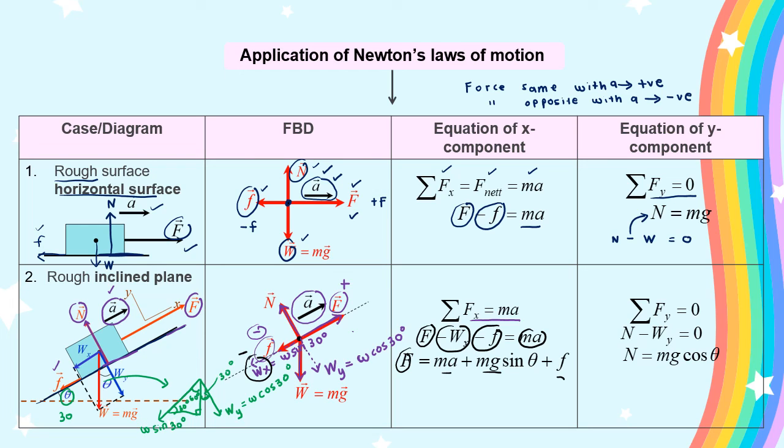Okay, how about the y component? This object just moves in the x component, so total Fy equals 0. So n minus Wy equals 0, and I already resolved just now, the Wy is equal to mg cos theta. Finally, the normal force equals mg cos theta. Thank you.